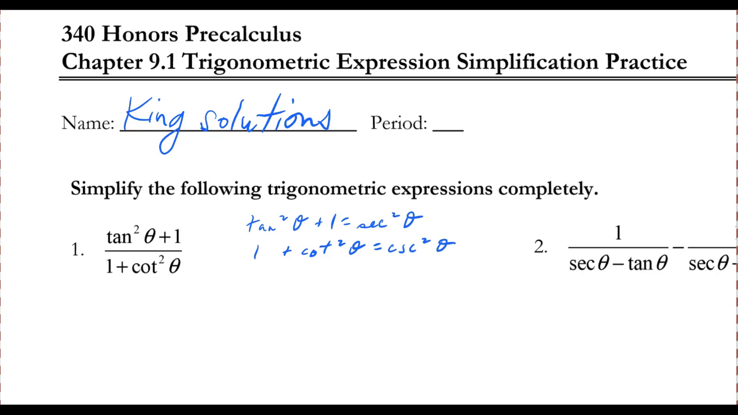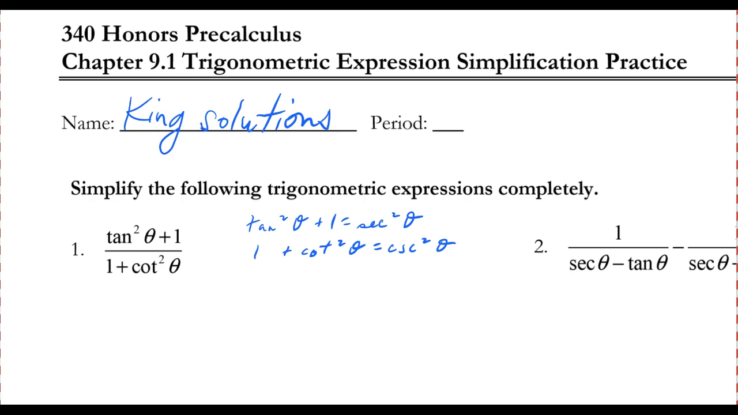Hi, Mr. King here. We're going to look at some trig expression simplifications in this tutorial. These are some examples from a practice sheet that we gave out in class. The first one is tan squared theta plus 1 divided by 1 plus cotangent squared theta.